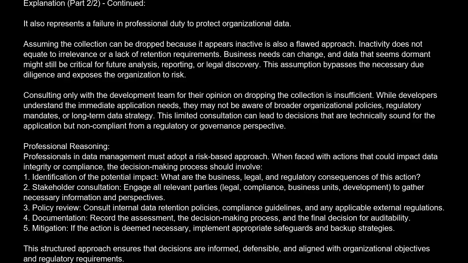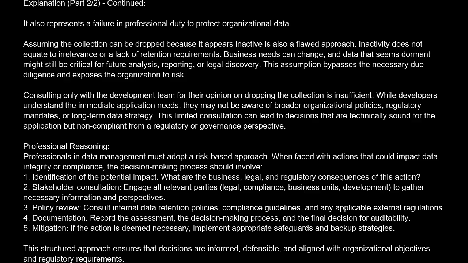Consulting only with the development team for their opinion on dropping the collection is insufficient. While developers understand the immediate application needs, they may not be aware of broader organizational policies, regulatory mandates, or long-term data strategy. This limited consultation can lead to decisions that are technically sound for the application, but non-compliant from a regulatory or governance perspective. Professional reasoning.